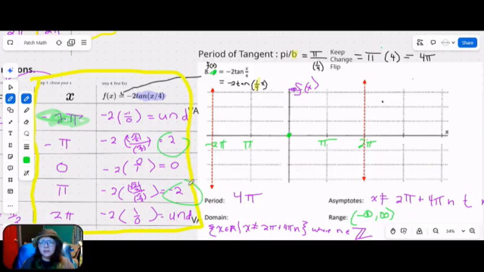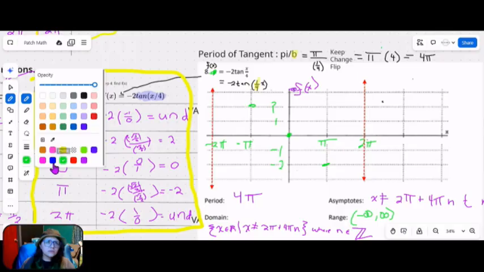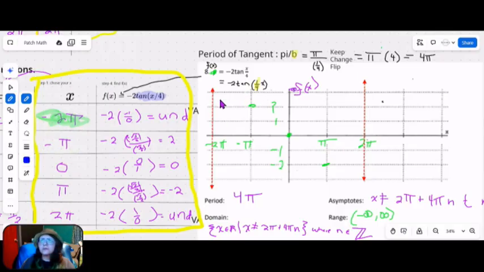We know at negative pi, we are at positive 2. So this is supposed to be negative pi. I left off a sign there. Negative pi, we are at positive 2. We're going to call this 1, this 2, this negative 1, and this negative 2. Negative pi, we're at 2. And at pi, we're at negative 2. Now we can see a little more clearly where our function goes.